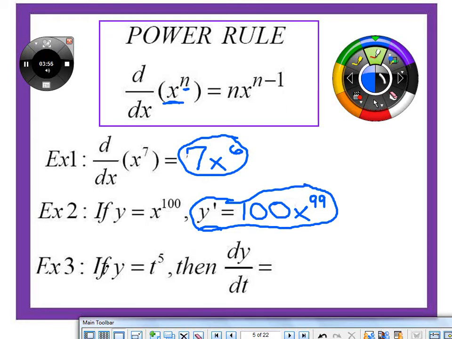Then example 3, if y equals t to the 5th, then I could find the derivative, and one of the forms of notation for derivative is the derivative of y with respect to t. And so again, I can use the same power rule, so I would bring the 5 out in front, I would say t, and then I would reduce it by a power. So I'd say 5t to the 4th. That would be my answer. Okay?